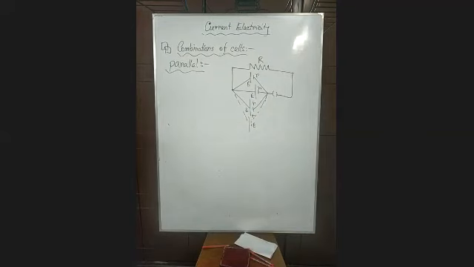Okay, so we should start. We should write the statement, and the statement is, let us consider n number of cells are connected in parallel combination, in which each cell contains an electromotive force, or EMF, of capital E and an internal resistance of small r.